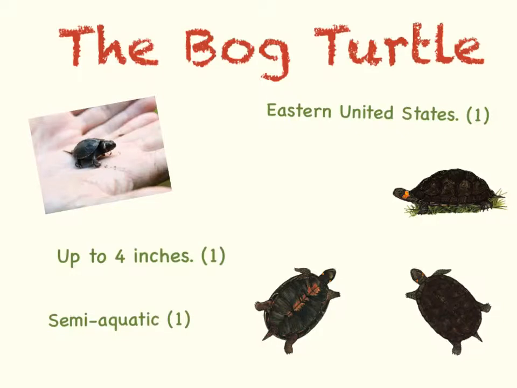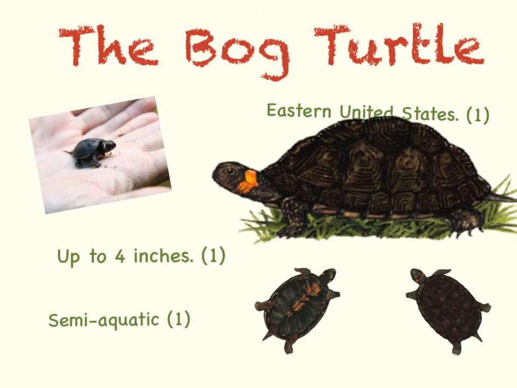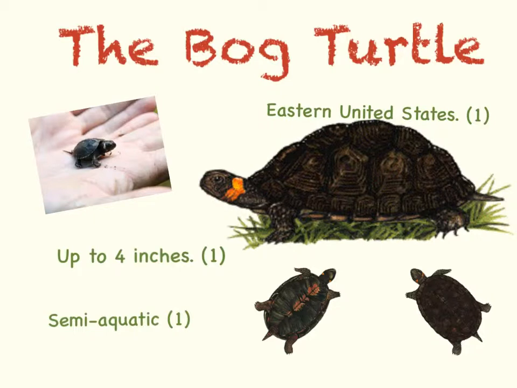It is so small, it fits in the palm of your hand, with a shell that is about 3.5 to 4 inches long. As the name implies, it lives in bogs, and it is semi-aquatic by nature. Bog turtles can be identified by 3 characteristics in particular.